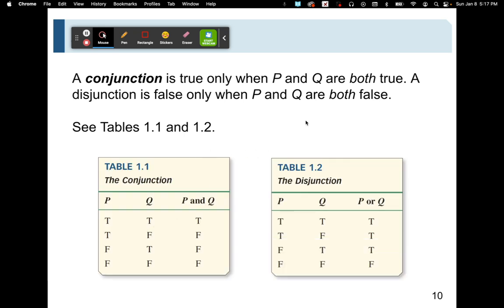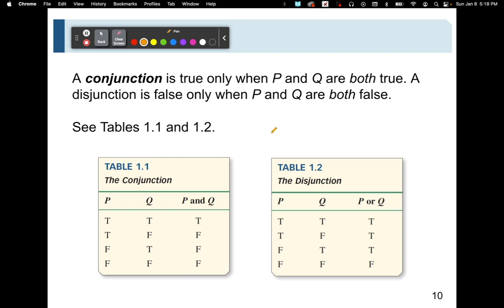A conjunction is true under the following conditions, and these are what we call a truth table. In a truth table, we see that a conjunction is only true when P and Q are true. When P is true and Q is true, then P and Q is true. But if one of them is false, see here how Q is false, then we automatically know that because you have to have both of them in a conjunction, both of them have to be true. So when one of them is false, the whole entire conjunction is false. You can see that throughout the table.